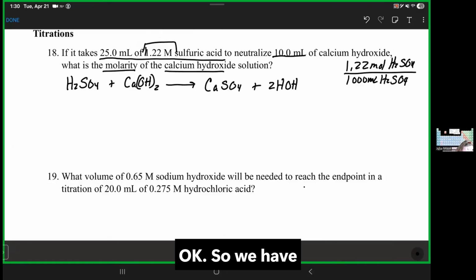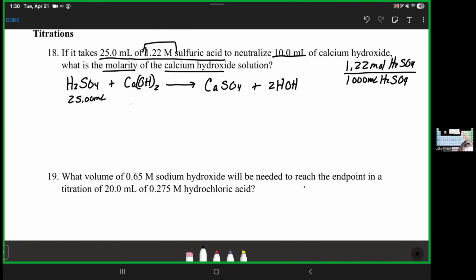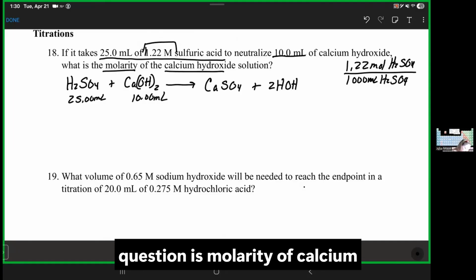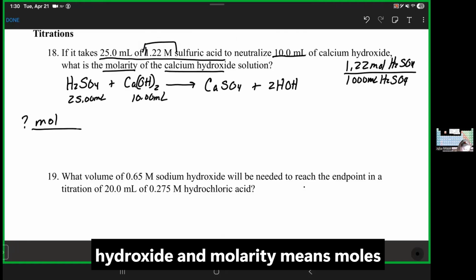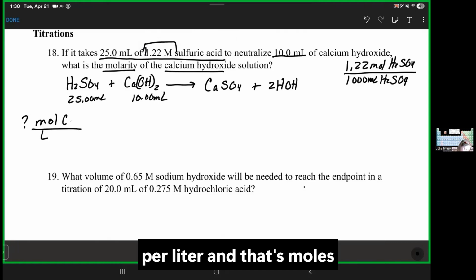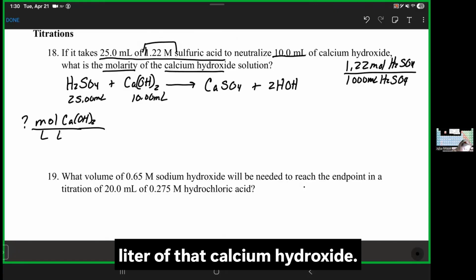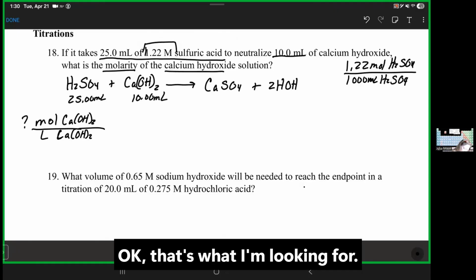Okay? Okay, so we have 25 mils of this and 10 mils of this. Okay? So our question is molarity of calcium hydroxide, and molarity means moles per liter, and that's moles of my calcium hydroxide per liter of that calcium hydroxide. Okay, that's what I'm looking for.